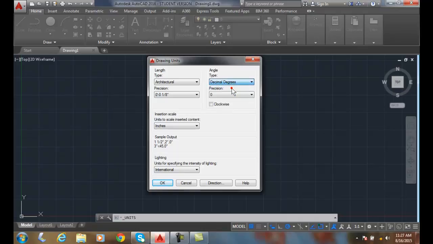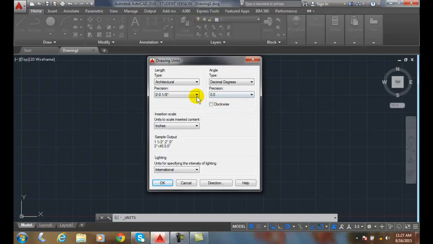We're going to go with decimal degrees. So in other words, when the precision is 0, it's either going to be 45 degrees or 46 degrees. It's got to be one or the other. If we set the precision to be 1 decimal place, we can have 45.1 degrees or 45.5 degrees. 45.5 degrees is halfway between 45 degrees and 46 degrees. So typically the most common precision for angles is decimal degrees with a precision of 1 decimal place.